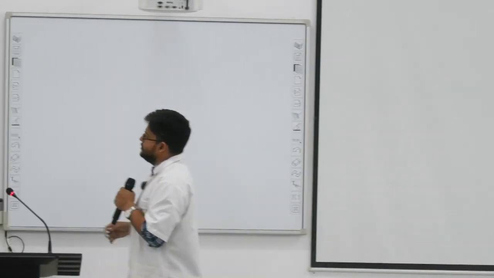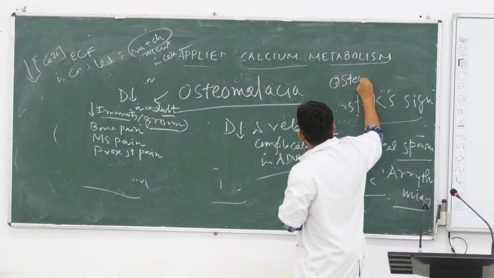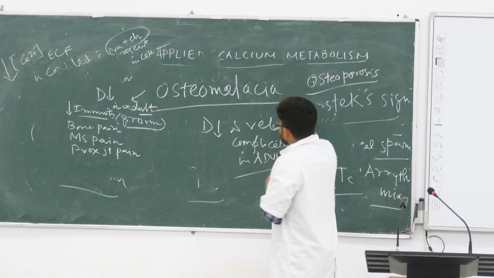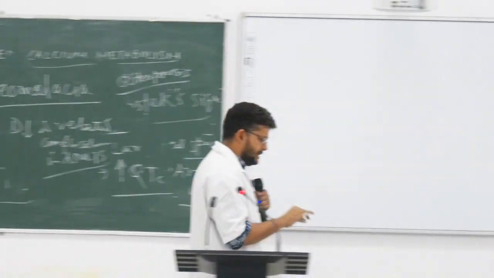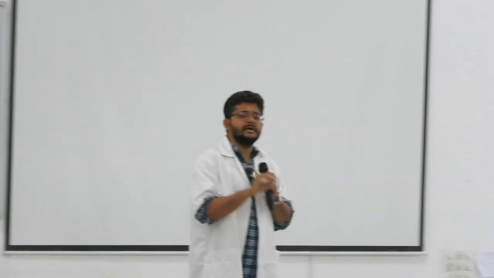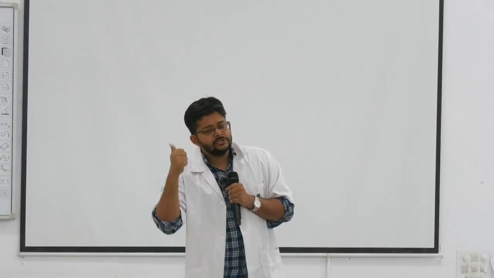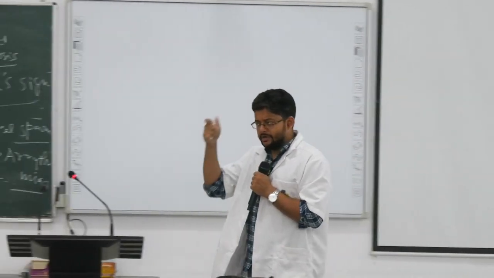Next in line we have osteoporosis. This is also close to osteomalacia, but osteoporosis means now bone matrix, it is getting less and less dense. So level of calcium, level of phosphate in bone is low. It is multifactorial. Malnourishment can be a cause.